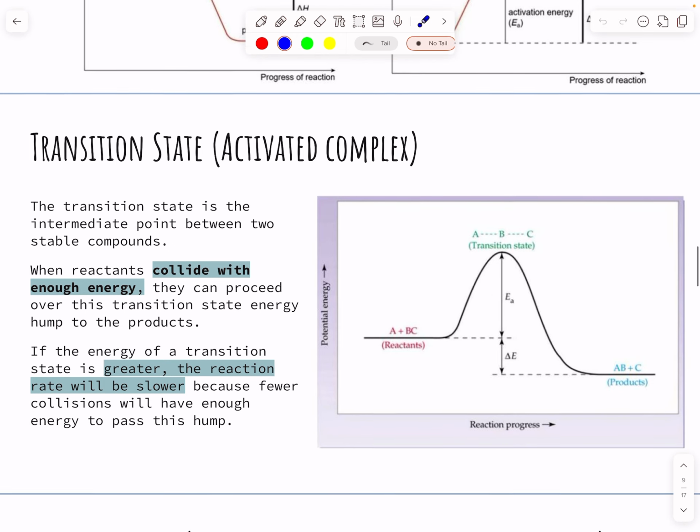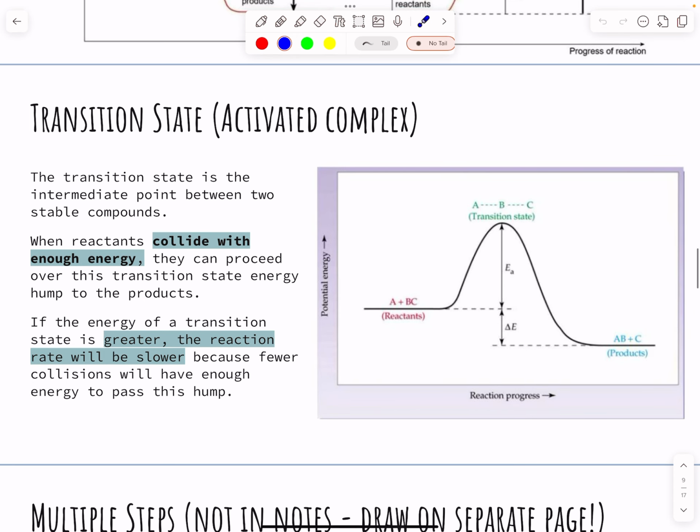And this is, again, kind of another review slide. But the transition state, remember, is that intermediate point between the two stable compounds. So it's when the bonds are breaking here and they are forming here. So if they can collide with enough energy, they can proceed over this bump and into the products. If the energy of a transition state is greater, the reaction will be slower because fewer collisions will have enough energy to get up this hump to go over into the products.